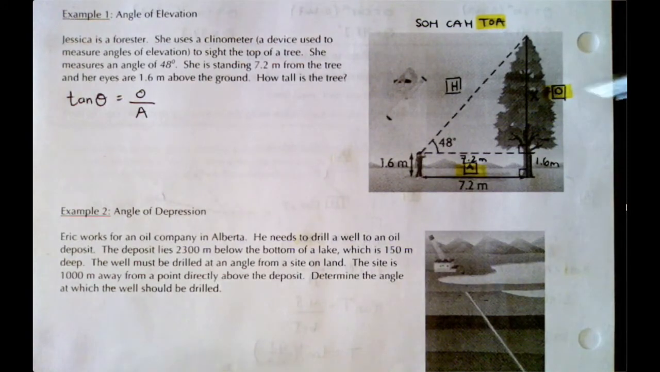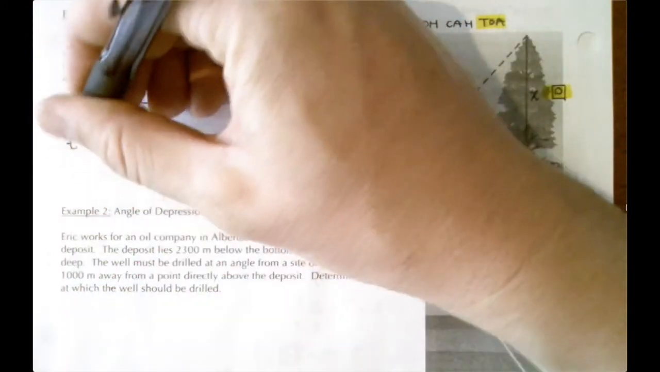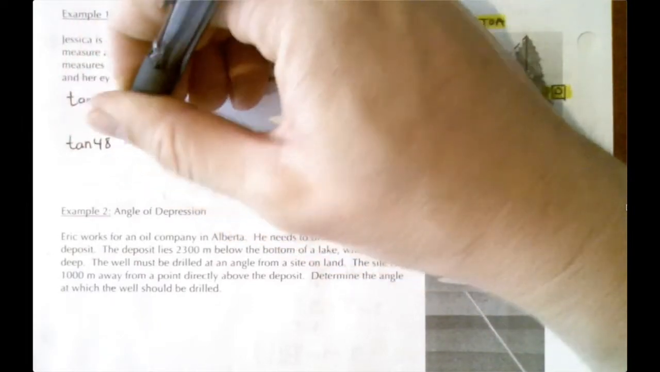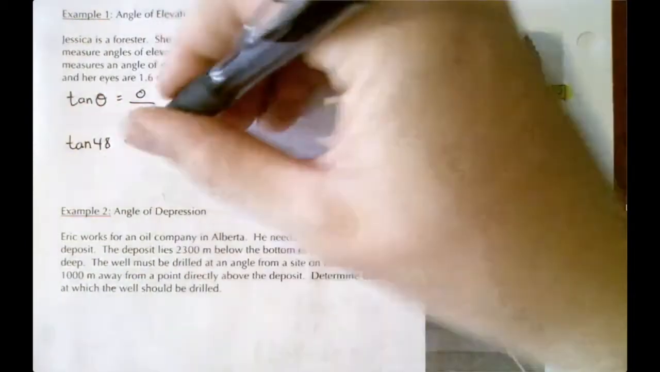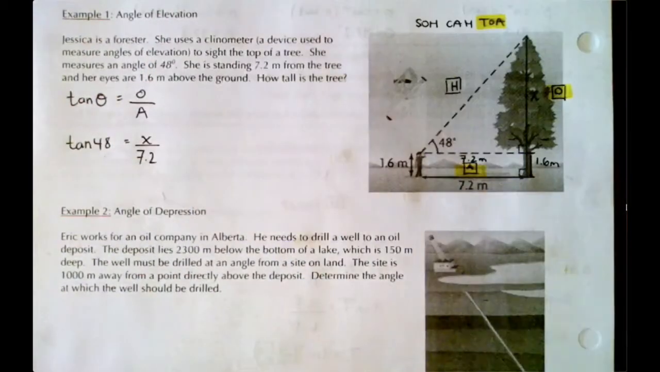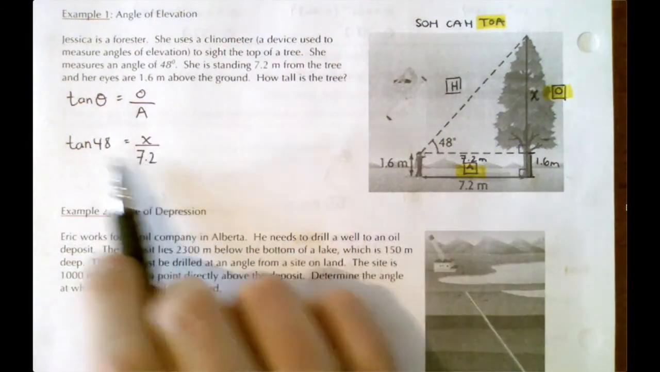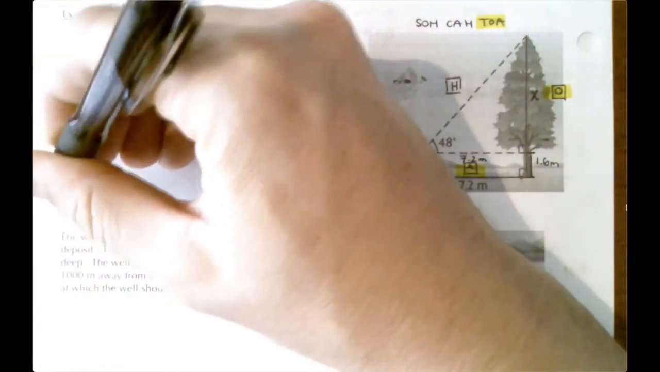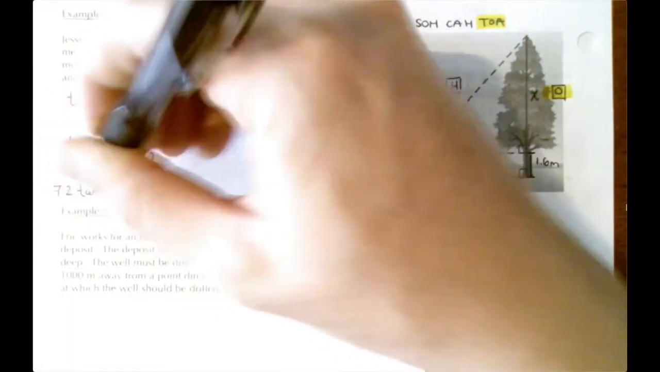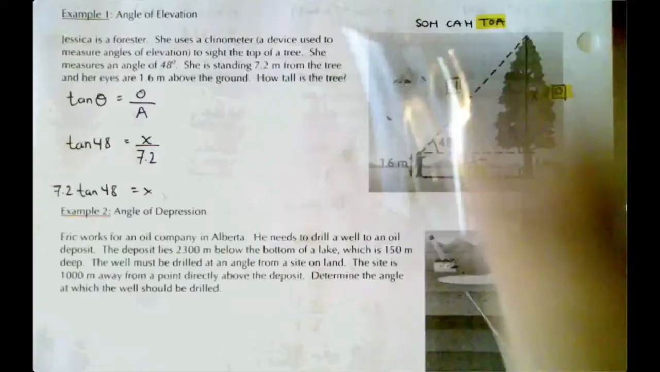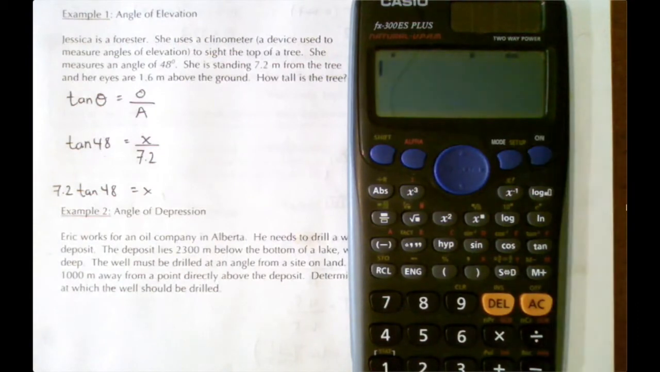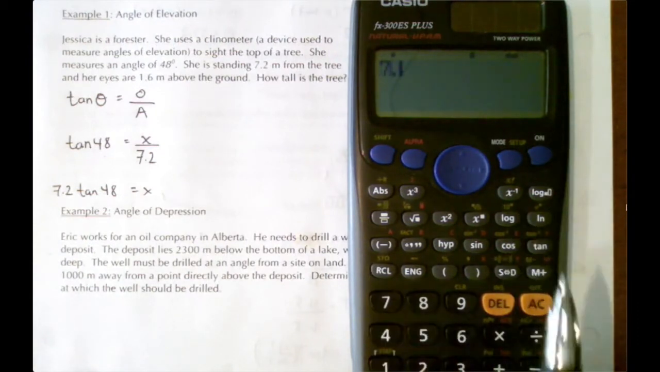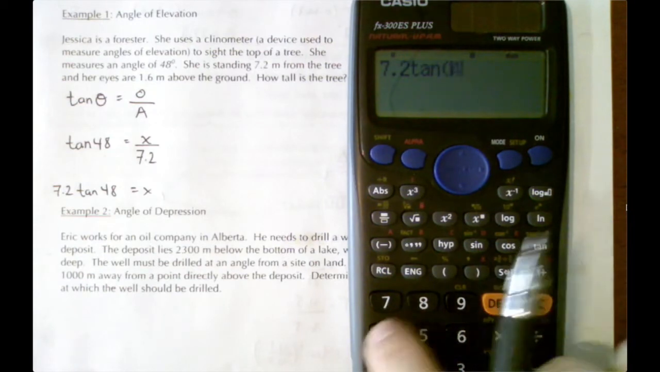And now let's fill in what we know. We know the angle is 48 degrees, so we have tan 48. The opposite side is what we're looking for, x. The adjacent side is 7.2. And if we want to rearrange this to solve, our unknown's on top, so we just have to multiply by 7.2. So we get 7.2 tan 48 equals x. And now we can use our calculator that's in degree mode, and we can do 7.2 tan 48.